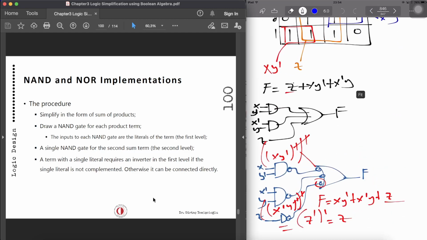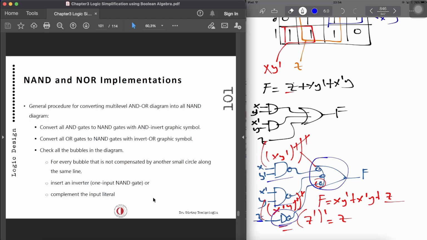Okay, so we've done the simplification, and then we draw the NAND gate for each product term. The inputs to each NAND gate are the literals of the term, the first level. A single NAND gate for the sum term, the second level, which is this one. A term with a single literal requires an inverter in the first level if the single literal is not complemented. So we need an inverter over there. So all the procedure is actually followed in our example, and we can easily implement it.